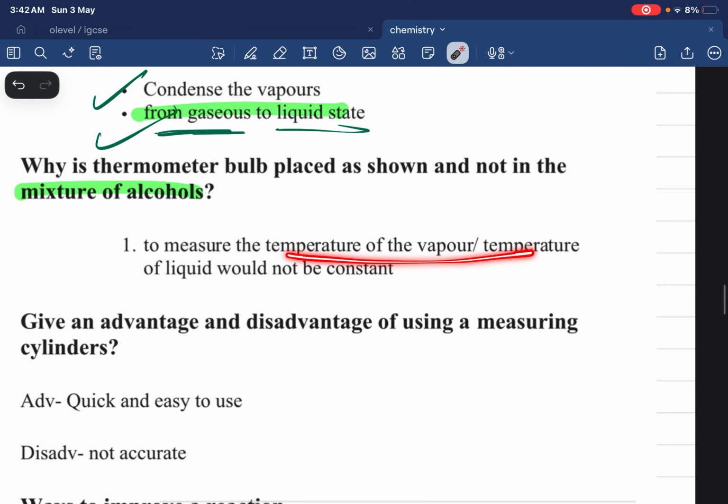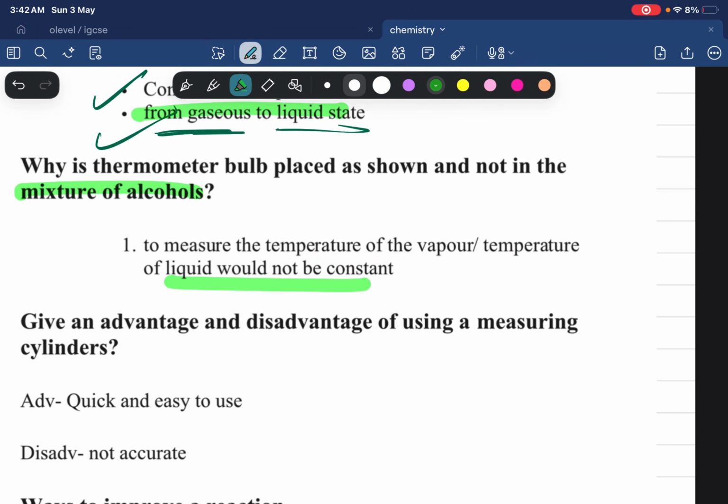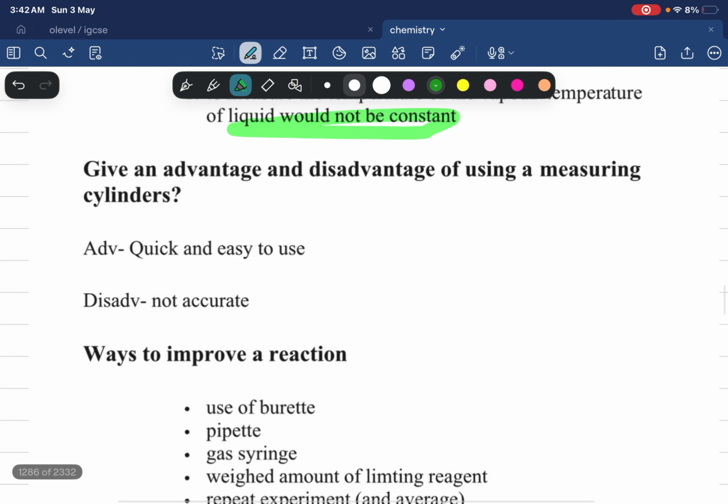To measure the temperature of the vapor of the liquid, which would be constant. We know that the temperature of the alcohol would increase, but the vapors are only formed at fixed temperatures, because when a substance changes from solid to liquid or liquid to gas, whenever a state change occurs, what happens? The temperature line becomes flat. The temperature of the substance does not increase, because all the energy supplied is used to change the state and not the temperature. Give an advantage or disadvantage of using a measuring cylinder. Measuring cylinders we use because they're quick, but they're not accurate.